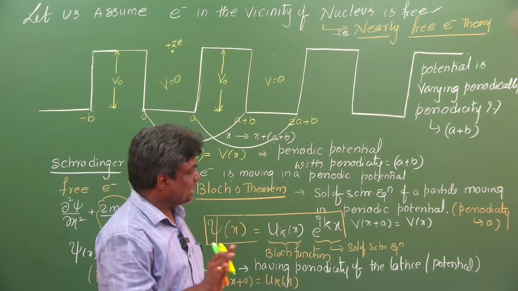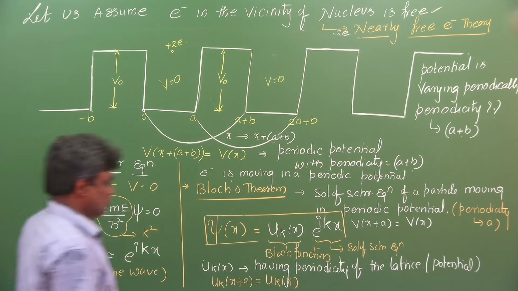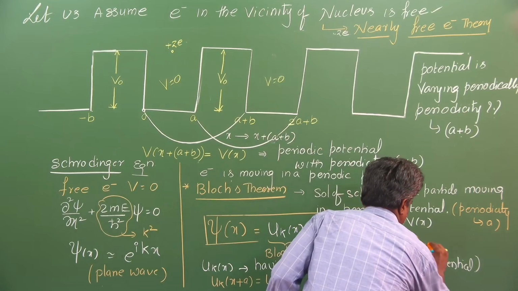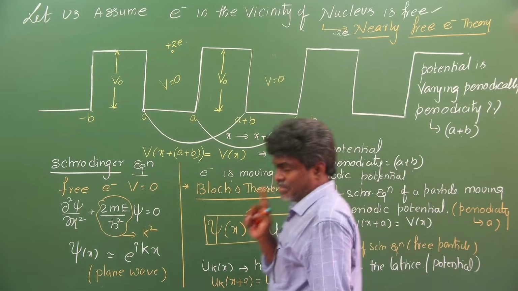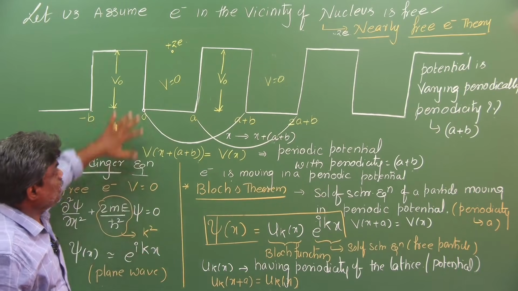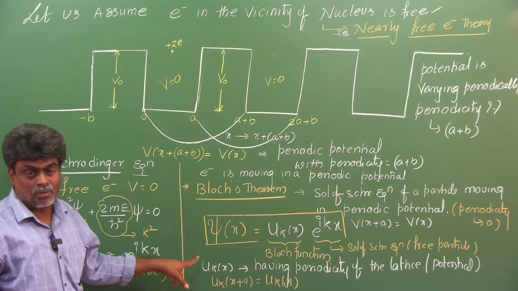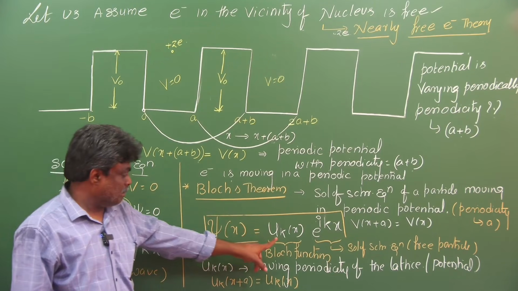Understand? Still not understanding? We'll explain. Come on, write down. Always remember one thing in physics. Whenever you are discussing a new thing, they will always modify the old one. This is the free particle wave function. They multiplied it with the Bloch function.